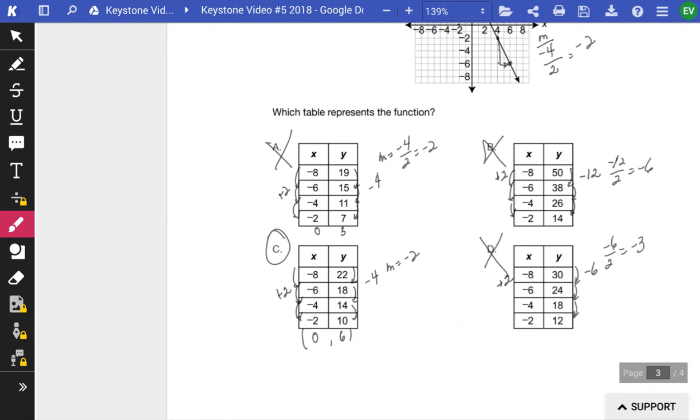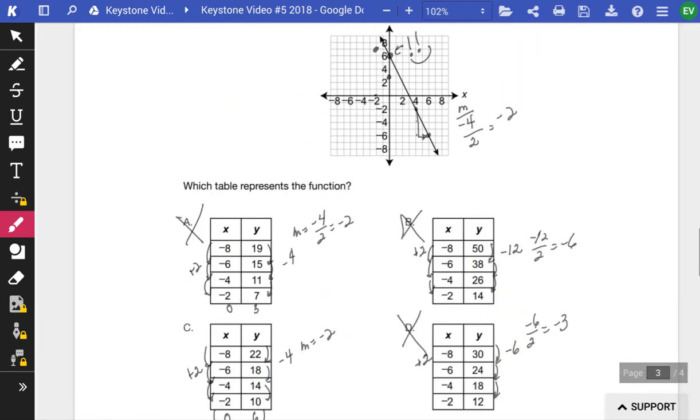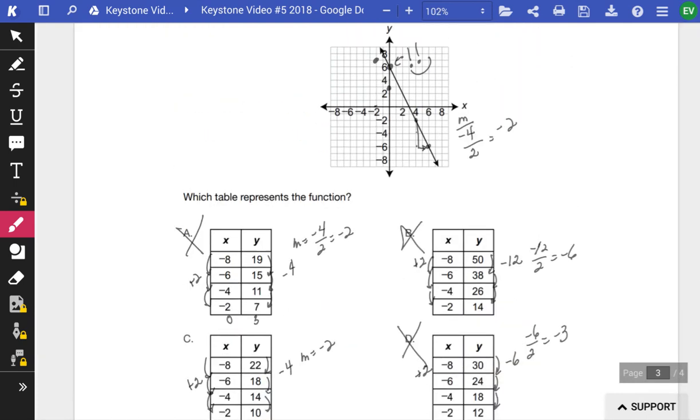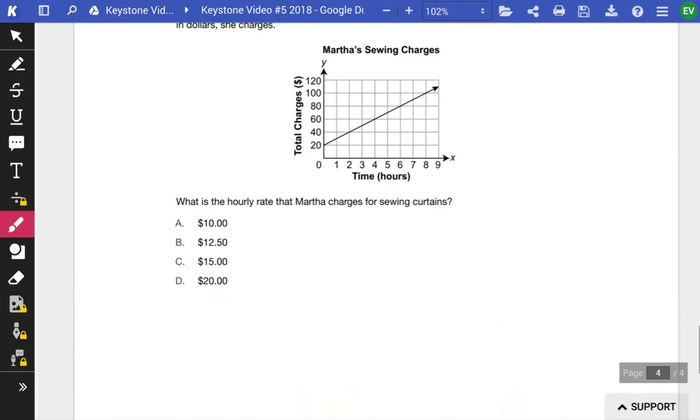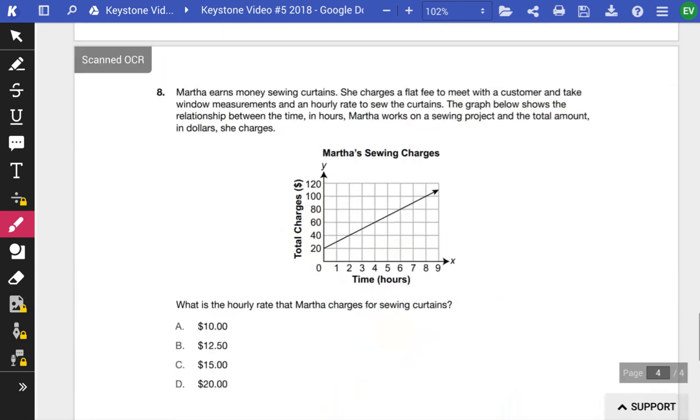For this particular one, it was a matter of looking at the points that are in our table and the points that are in our graph and seeing what matches. So that one shouldn't have been too bad. Question 8, and this is the last one.